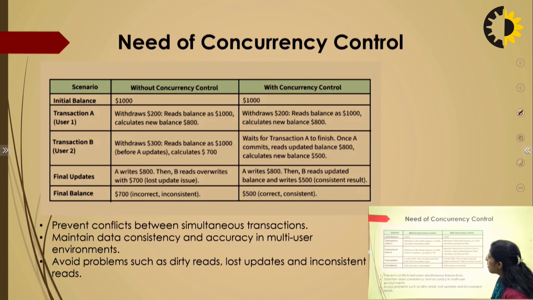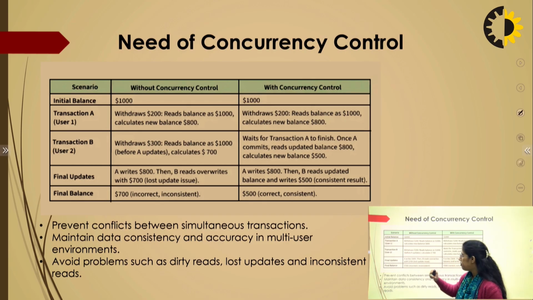So let's say we have a scenario in which a withdrawal must happen or a transfer of a certain amount is needed from one account to another. Initially, the first account has $1,000 and the second account also has $1,000. When the first transaction happens, it withdraws $200. It reads the available balance first and then calculates the new balance. The new balance will be 1,000 minus 200, that is $800 for this particular scenario.